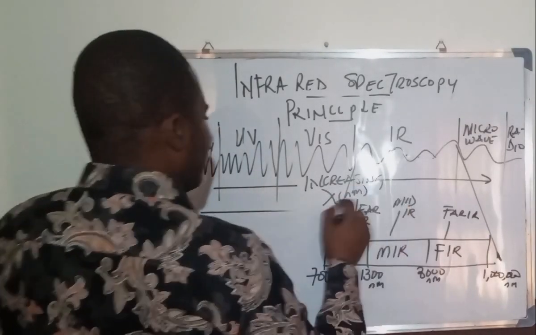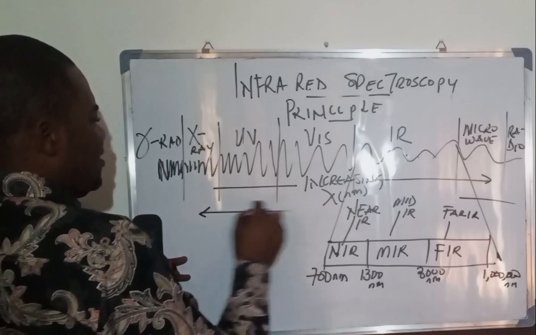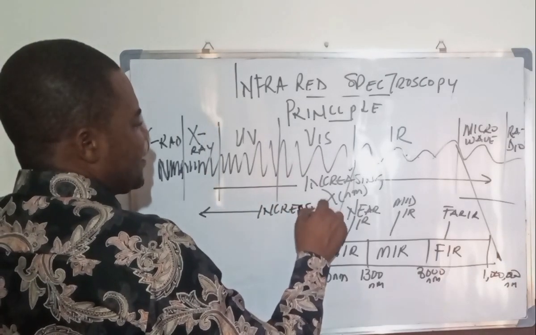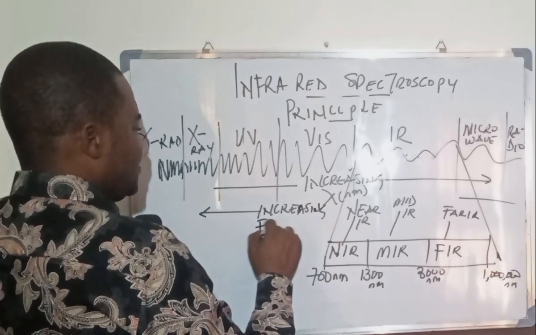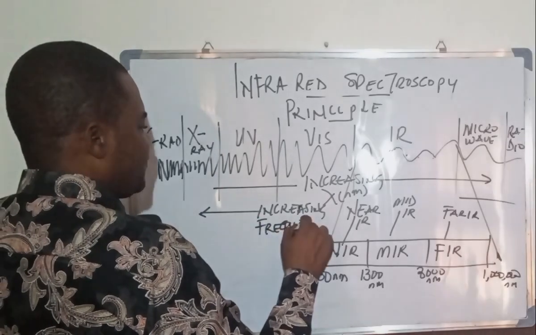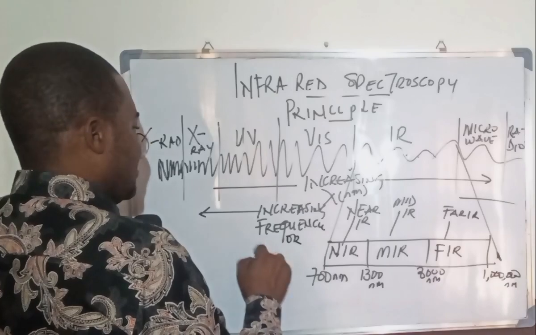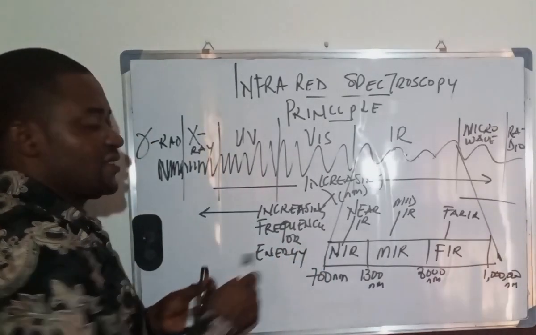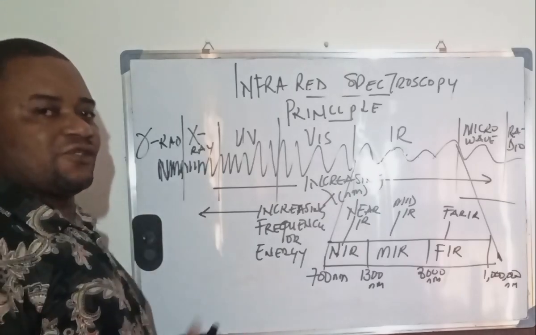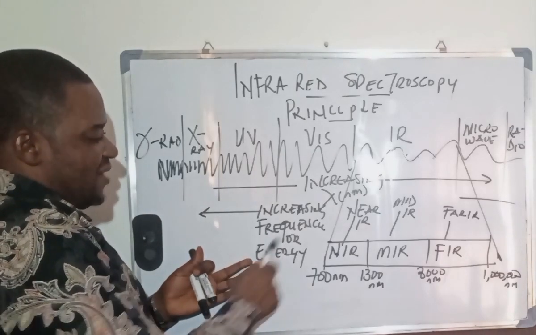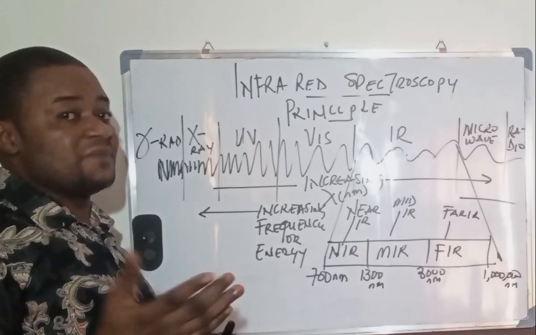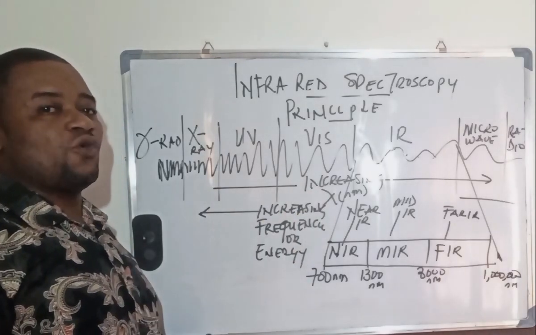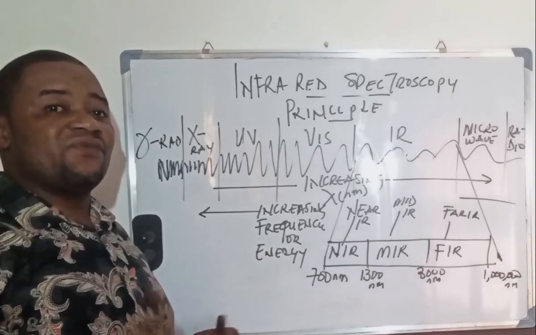And then from this side, going this way, you also have an increasing frequency or energy. And it's important for us to note that this frequency or energy is very, very important, because the entire electromagnetic spectrum is dependent upon what? Upon the energy of the photon.